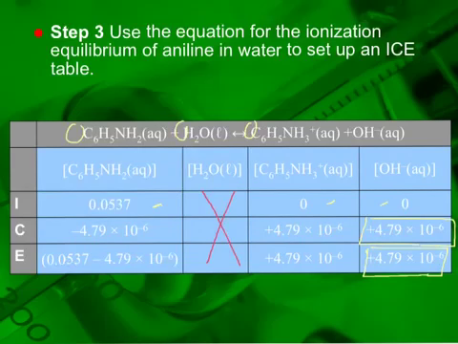So then at the equilibrium, the concentration of the weak base, we can calculate to be 0.0537 minus 4.79 times 10 to the minus 6. And the concentration of the conjugate acid is still 4.79 times 10 to the minus 6, and same for our hydroxide.